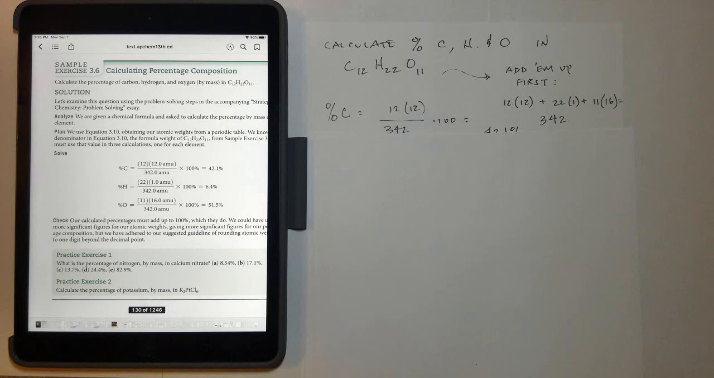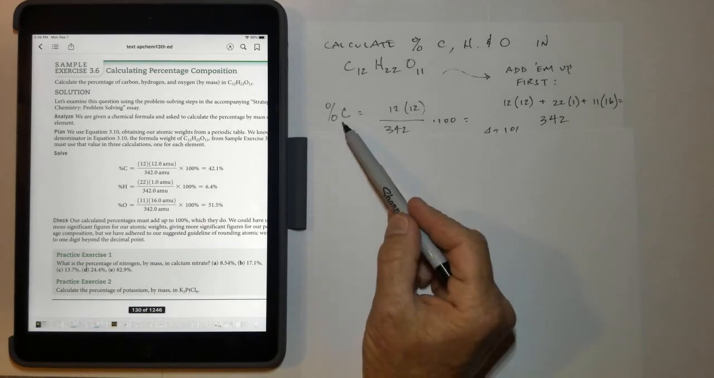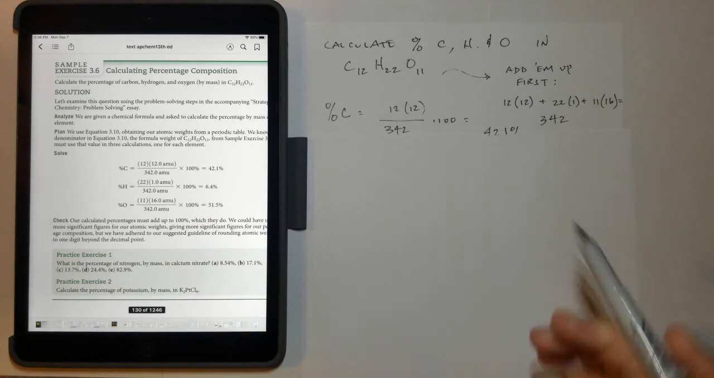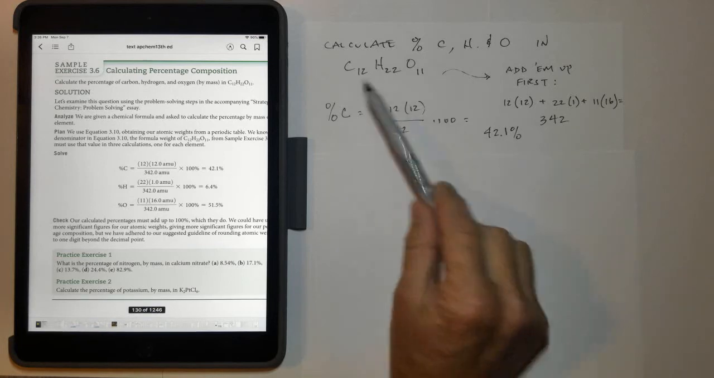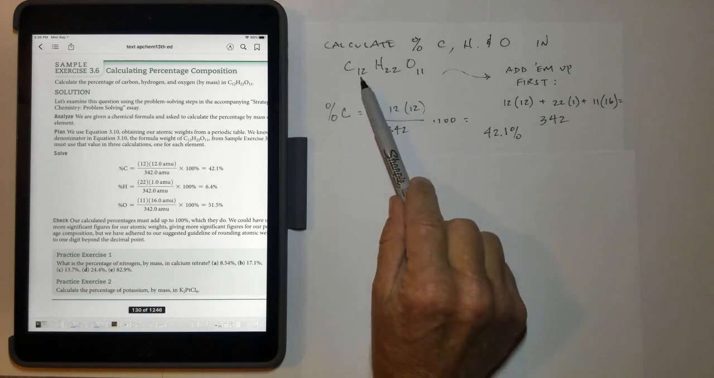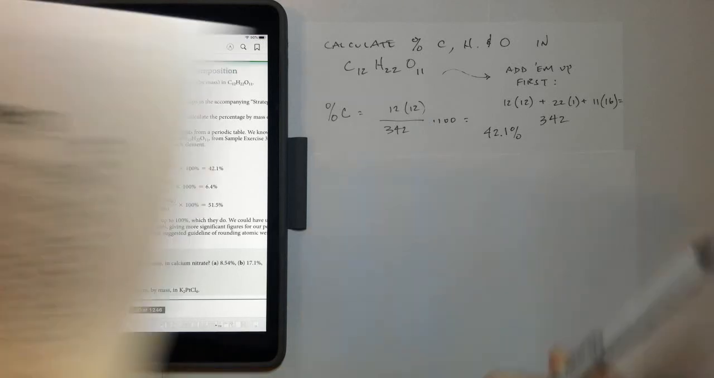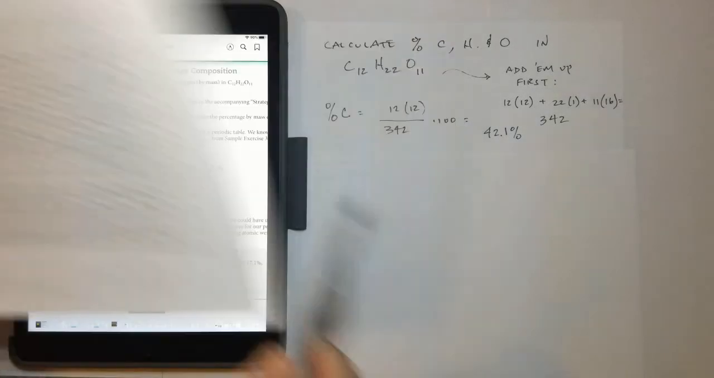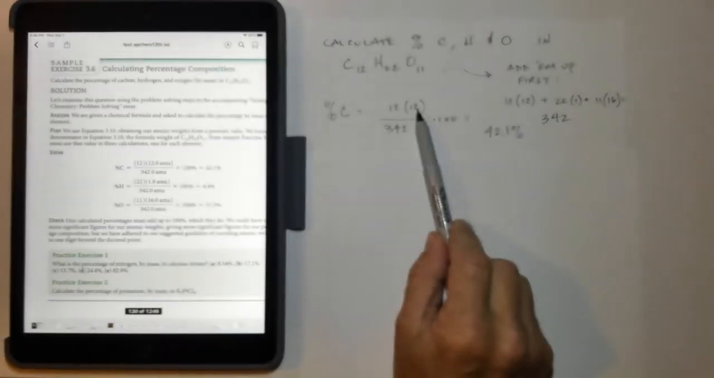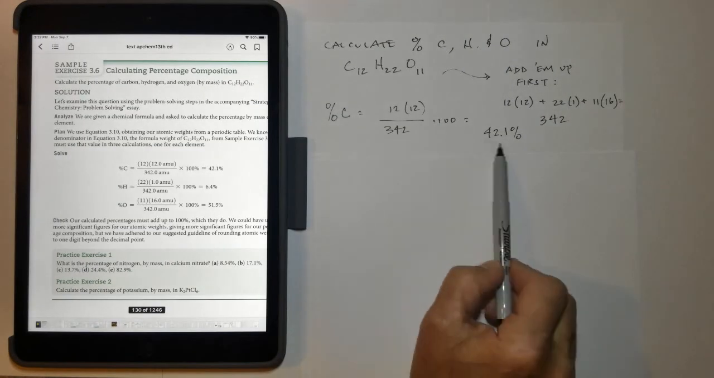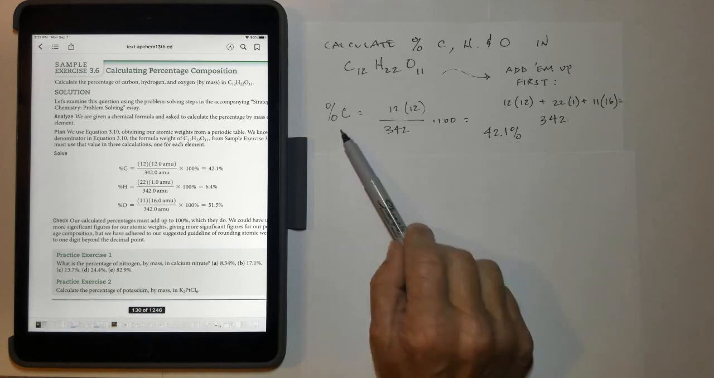Yep. So next we want to find the percentage of carbon. So we want to take part divided by whole. So the part that is carbon is 12 times its mass, 12. Where did I find that? The periodic table, this relative atomic mass. And then divide it by the whole thing, which is 342. So 144 divided by 342 times 100 gives me 42.1% carbon.